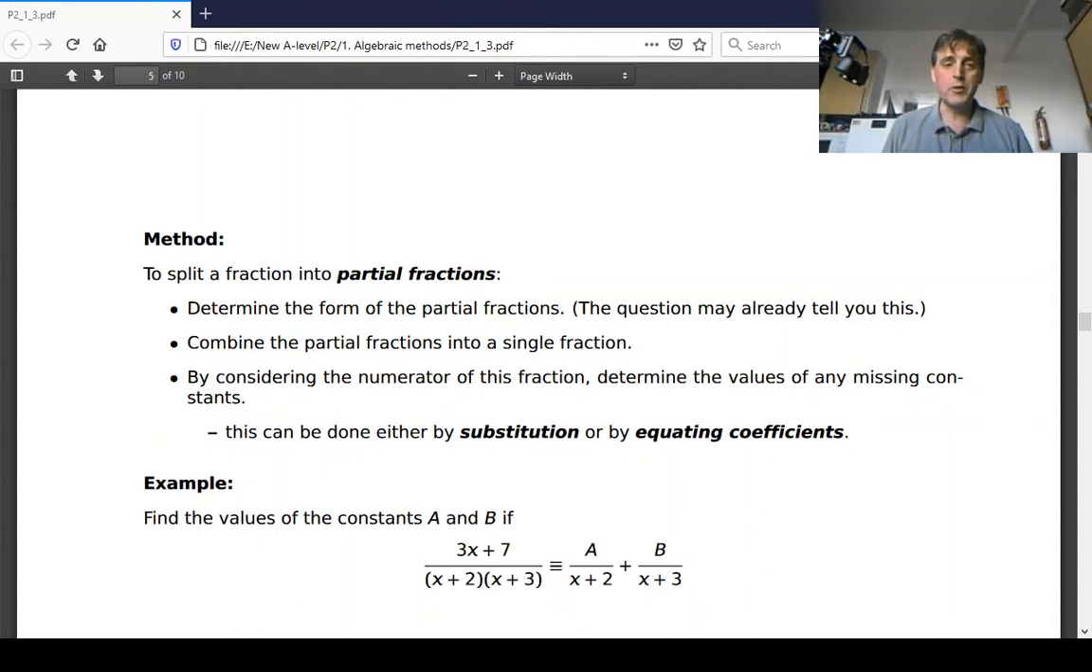So here's an example for us to have a look at together. We need to find the values of the constants a and b if the fraction we've got there, 3x plus 7 over (x plus 2)(x plus 3), is always going to be the same as a over x plus 2 plus b over x plus 3.